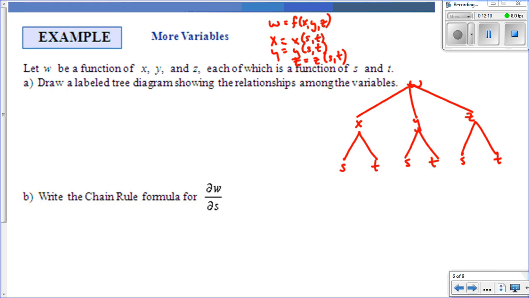Draw the labeled tree diagram showing the relationships. So we've got that. Now we just need to label the branches. So we have a partial of w with respect to x, since we have 3 variables at that point. Partials of x with respect to s and t. Partials of y with respect to s and t.